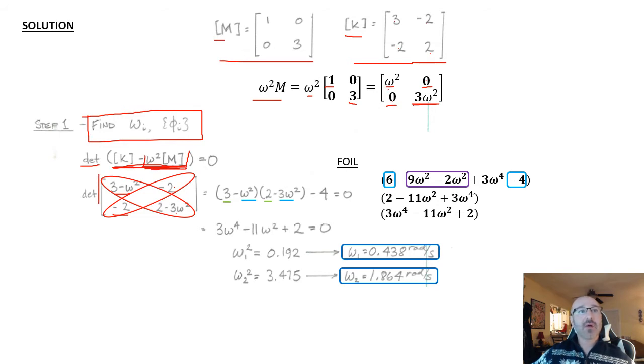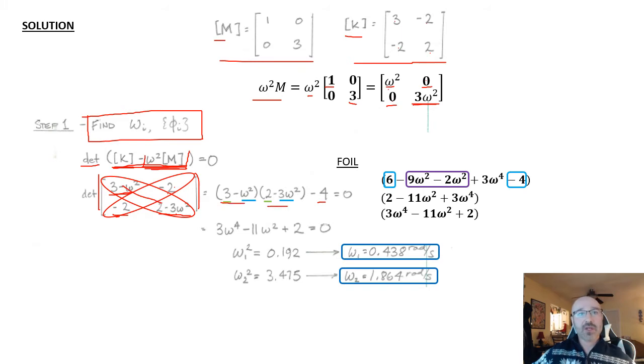So the next thing I want to do is take the determinant of that. We can do this by cross multiplying. I can say my 3 minus omega squared times 2 minus 3 omega squared, minus negative 2 times negative 2, which is a minus 4. So from the first part, when we come across this diagonal, I end up with this relationship.